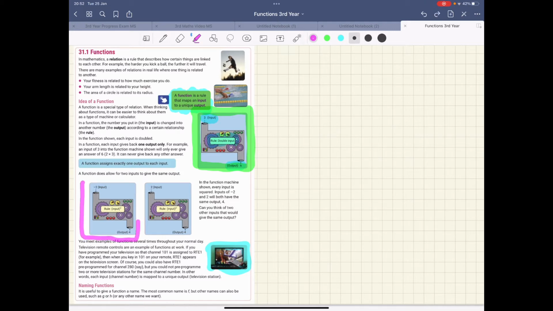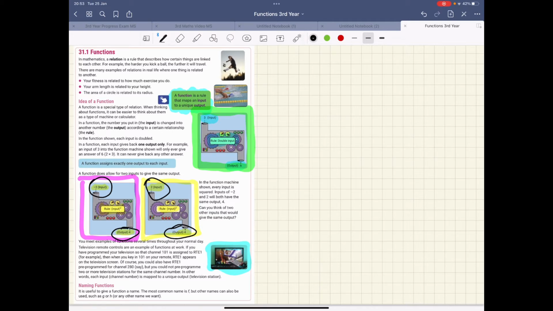If we look at this example here, -2 goes in and the rule is to square your input. If I square -2, I get back +4. But look at it. If I apply the same rule again, I put 2 into the input, I square 2, and I also get 4. So we have one input there, a different input here, but it gives us the same output. So 2 different inputs can give you the same answer, but one input will never give you 2 answers. It's not possible.